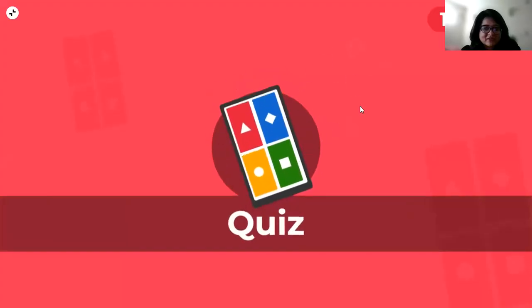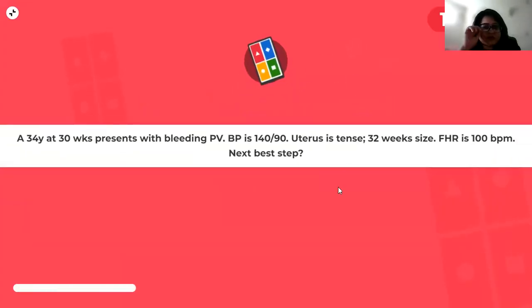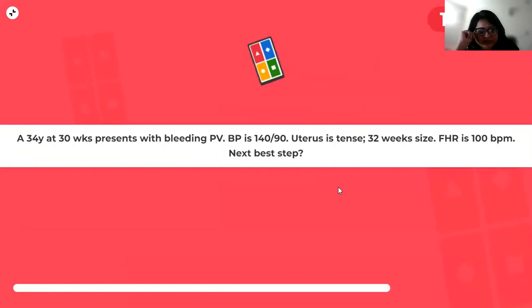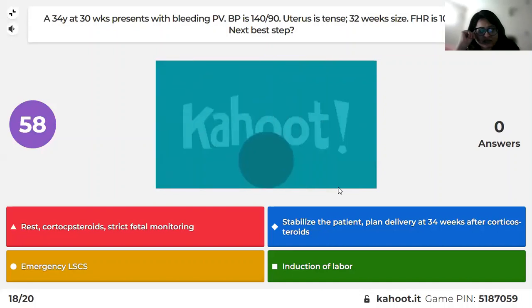Okay, next question. 34-year-old, 30 weeks with bleeding per vagina. BP is 140/90. Uterus is tense, 32 week size. Fetal heart rate is 100 beats per minute. What is the next best step?